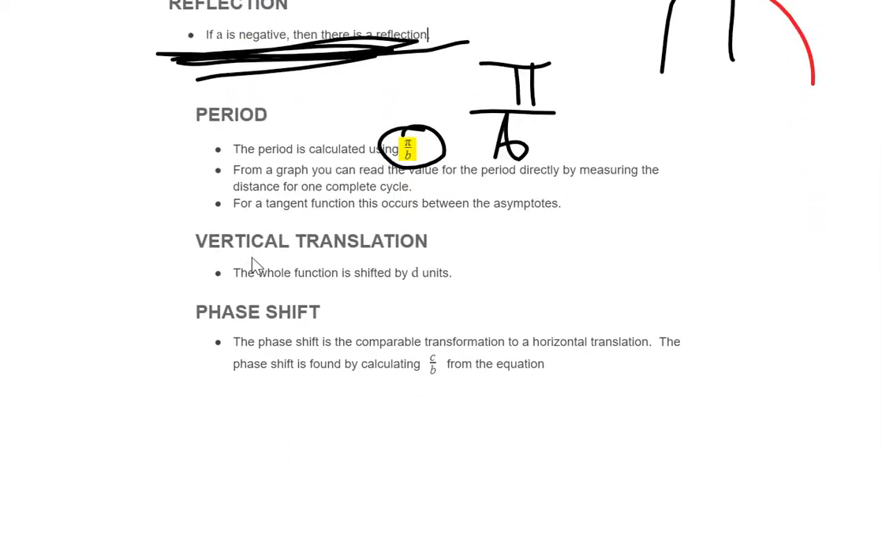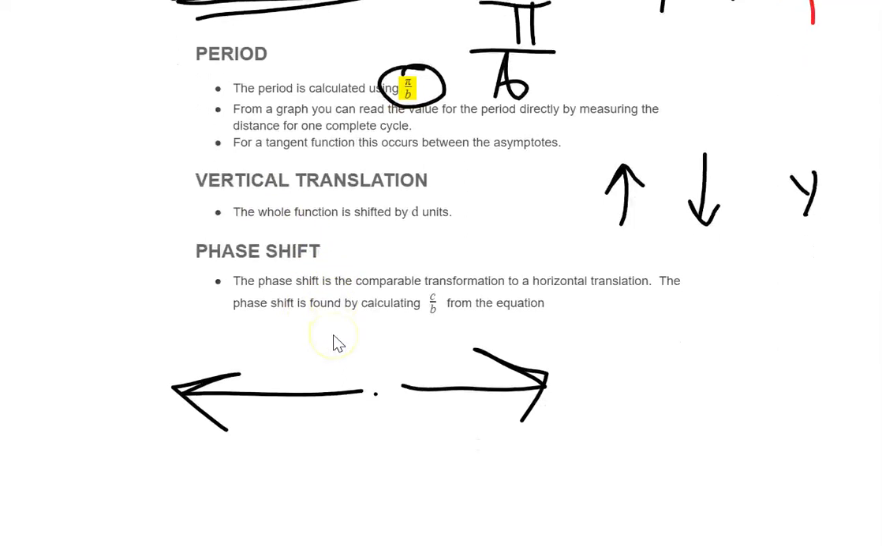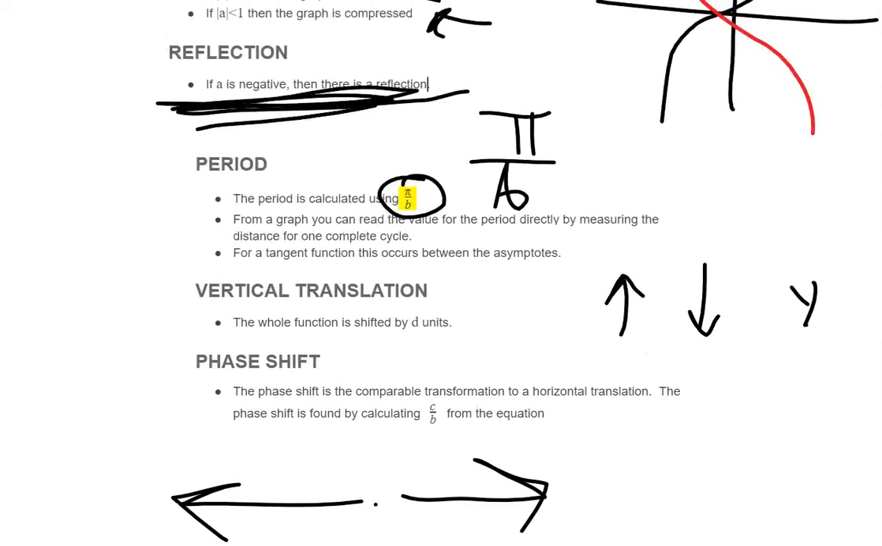Vertical translation and our phase shift do not change. Vertical translation tells us if we're moving it up or down in the y direction and how much we are, and our phase shift tells us where that x point is going to be located, left or right. And for our trig function, our x point is always going to be our 0. We just have to find where that is, in fact, located.